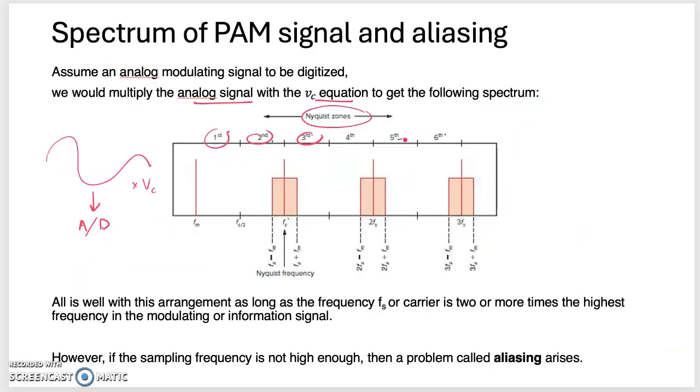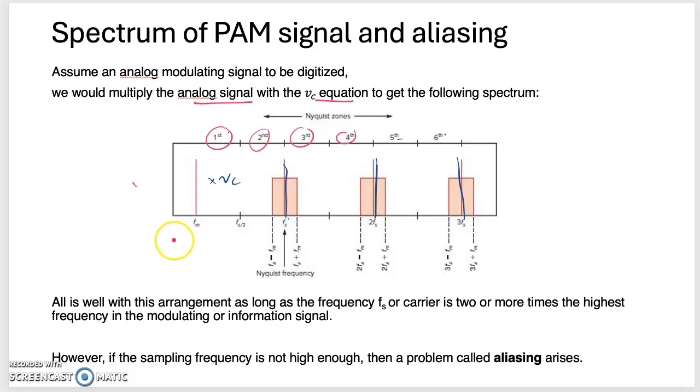So let's go back to the simplified version of this. Here you have your signals at Fs, 2Fs, 3Fs from the VC equation. You started off with FM. You multiplied FM with VC. What you would get is this, right? When you multiply it, you get a series of pulses, and these pulses are situated in something called the Nyquist zones. So for the Nyquist zones, we have first, second, third, fourth, etc.